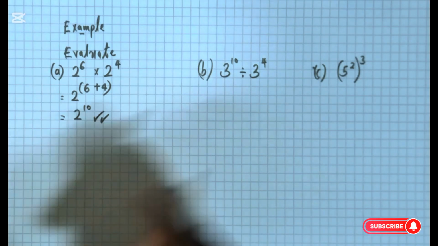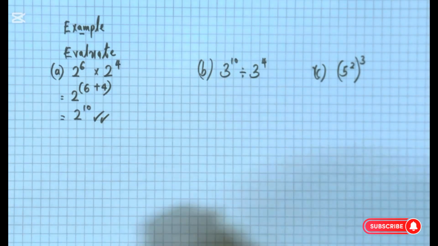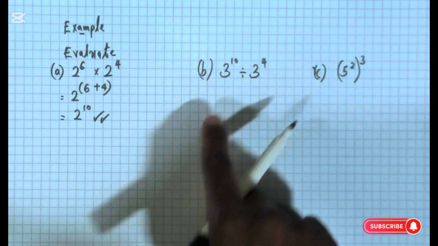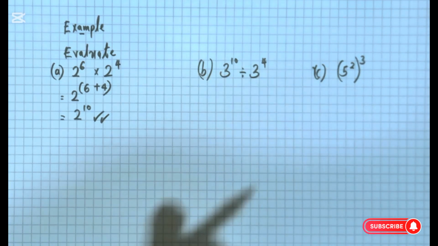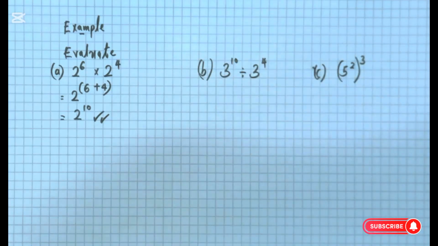Then the second law of indices helps us solve part B. One thing you want to check is, first of all, do they have the same base? Yes, they have a common base. This here is 3, this here is 3. It is 3 raised to a number. So they have a common base.